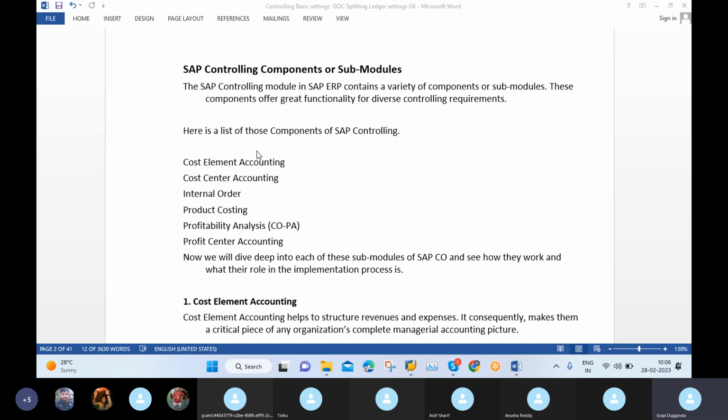So in FI, what are the submodules? GL, AP, AR, asset accounting, enterprise structure, bank account. So where it comes to finance, we have submodules like enterprise structure and non-enterprise structure. In non-enterprise structure, like GL, AP, AR, bank accounting and asset accounting.